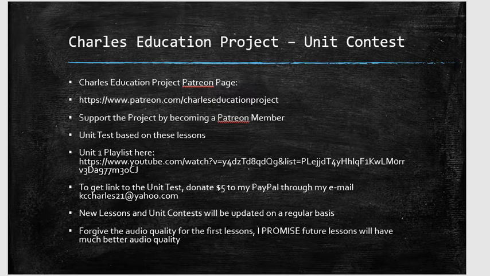But this contest is going to help me fund my project, but it's also going to help me gauge how effective my teaching is, or my tutoring, if you want to call it, because I'm not a licensed teacher. So it's going to gauge how successful I am in explaining what I've mastered to people who may not have mastered it.